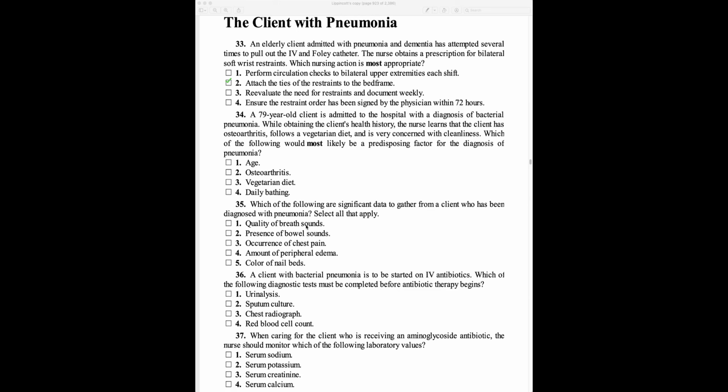Number 34, a 79-year-old client is admitted to the hospital with a diagnosis of bacterial pneumonia. While obtaining the client's health history, the nurse learns that the client has osteoarthritis, follows a vegetarian diet, and is very concerned with cleanliness. Which of the following would most likely be a predisposing factor for the diagnosis of pneumonia? What is the correct answer for 34?